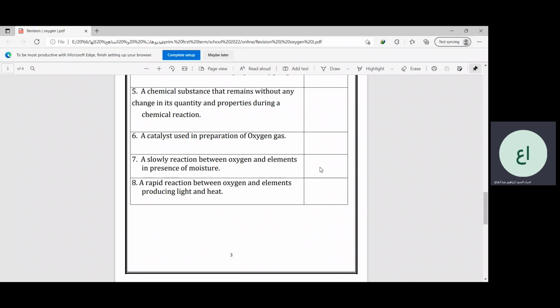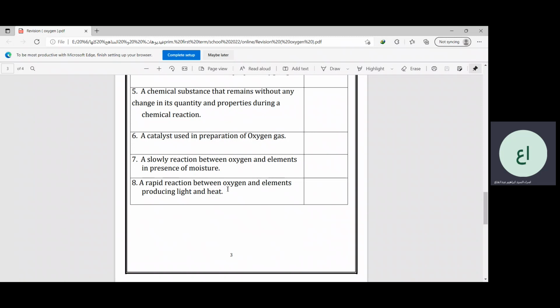Number 7: a slowly reaction between the oxygen and the elements in the presence of moisture. slowly reaction يبقى مين؟ الأكسيديشن ولا combustion or burning؟ يبقى مين؟ أدام قال slowly يبقى الأكسيديشن. طيب ناخد example على الأكسيديشن وهو الأيرن rusting. يبقى هنا slowly reaction هو الأكسيديشن.